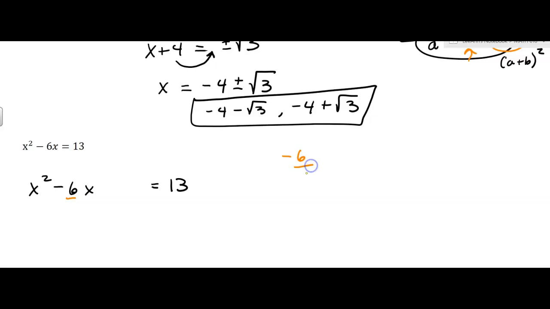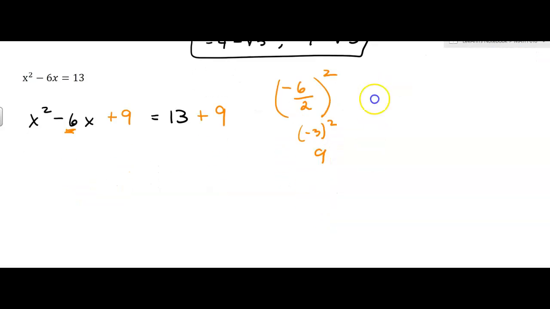So I shouldn't say that. But anyway, I'll keep it a negative 6. I divide it by 2, and then I have to square it. So it's always two things. You're going to take that coefficient on the x term, divide it by 2, and square it. So I get negative 3 squared, which is 9. Okay, 9's the number then. I'm going to add 9 to the left, and I'm going to add 9 to the right.